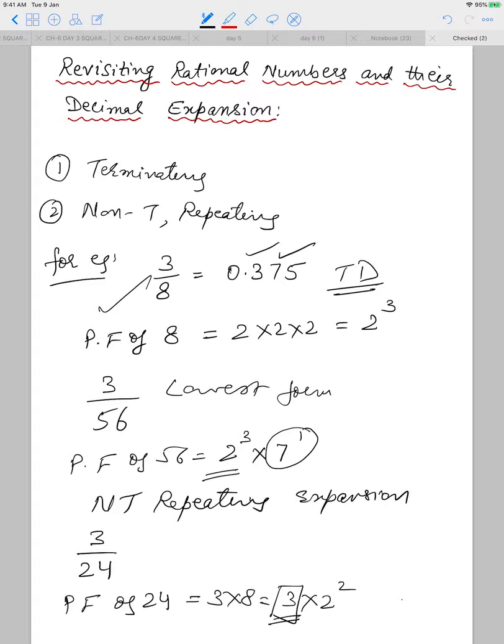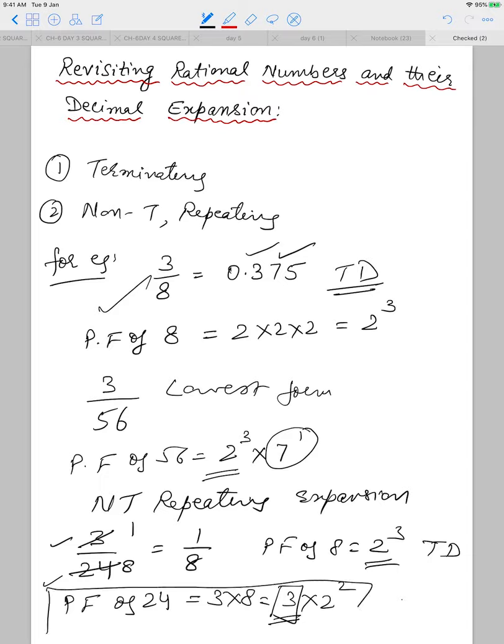Because we forgot the first step. The first step was that these two numbers should be in the lowest form, which is not the case here. 3 1s are 3, 3 8s are 24. So the lowest form is 1 by 8. Now the prime factorization of 8 is equal to 2 cube. As it contains the powers of 2 only, hence it will be a terminating decimal. So if you don't convert the given rational number into the lowest form, then you will not get the correct answer. So it is very important to get the number in the lowest form first of all.